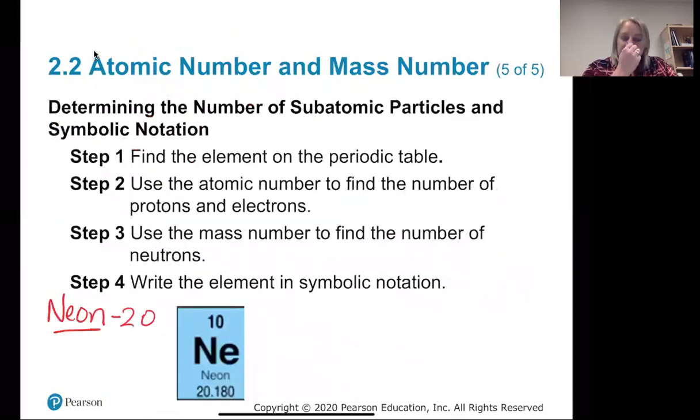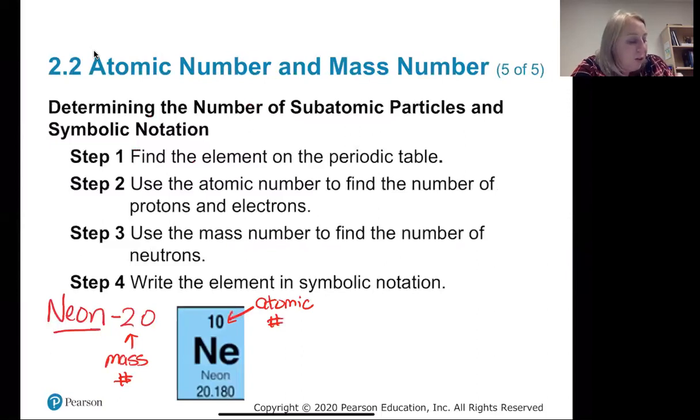So whenever you do this, here's kind of a step-by-step of what you should do. Find the element on the periodic table. In this case, I'm going to give you an example, neon-20. This is the one we want to figure out. We're going to use the atomic number to find the number of protons and electrons. Then we're going to use the mass number to find the number of neutrons. So we know if this is neon right here, this is going to be our atomic number. And whenever you're given an element and then a dash and a number, that number is the mass number.